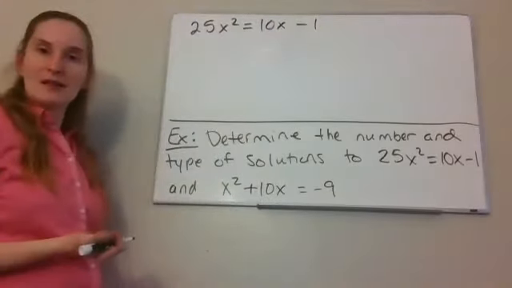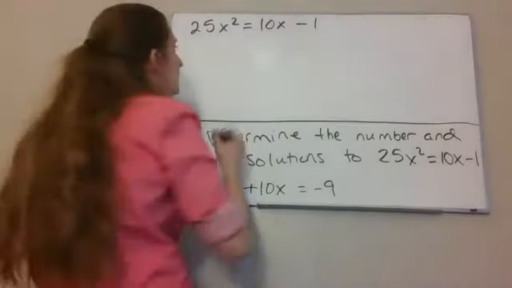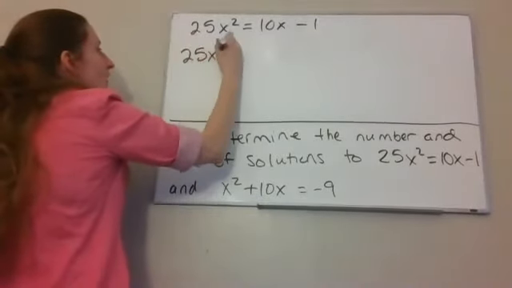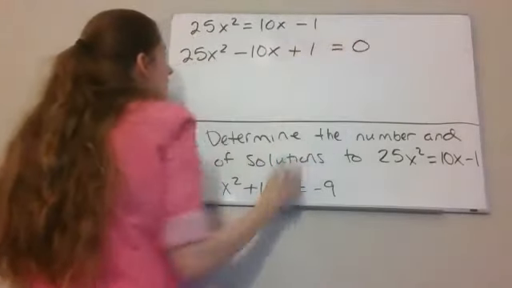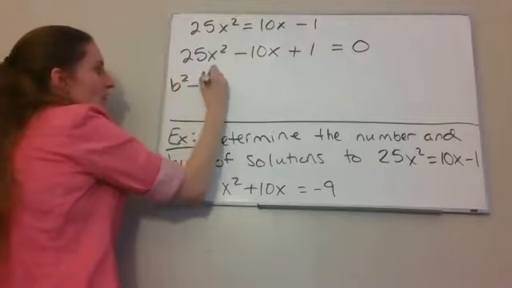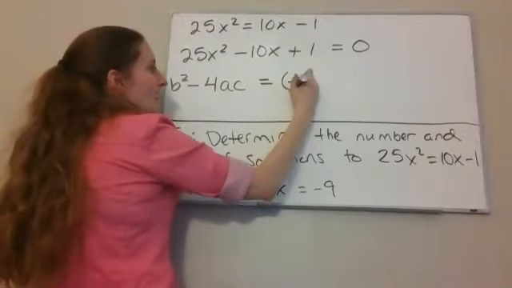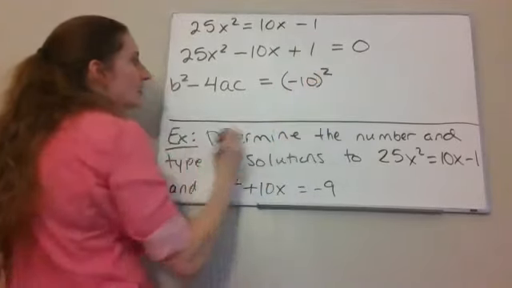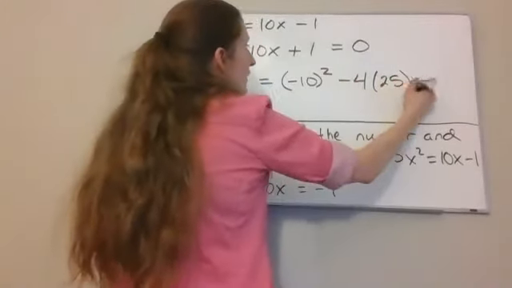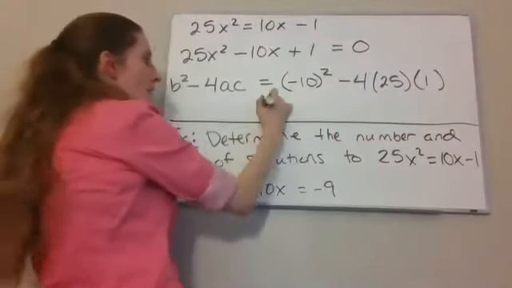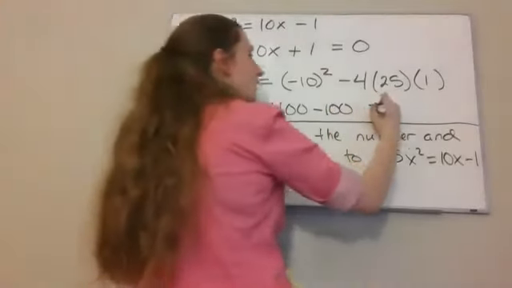And we should rewrite this so this whole thing is equal to 0, so it's very clear what A, B, and C are. If I move everything over to the left side, 25x squared minus 10x plus 1 equals 0. So let's look at our discriminant, b squared minus 4ac. B squared is negative 10 squared minus 4. My A is 25 and my C is 1. So I get 100 minus 100, which is equal to 0.